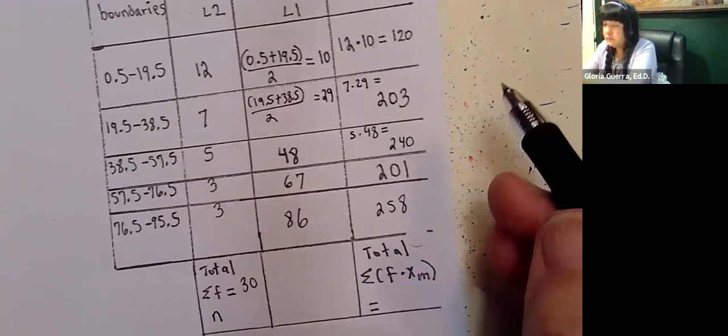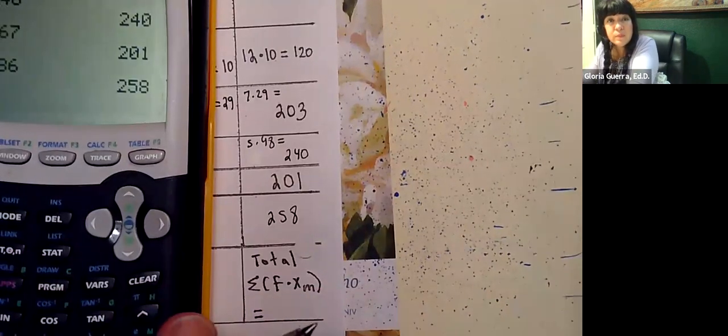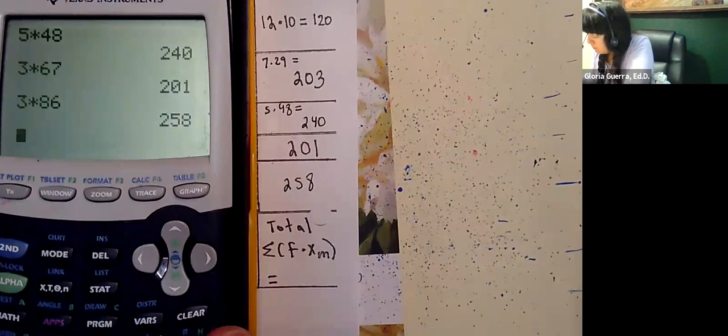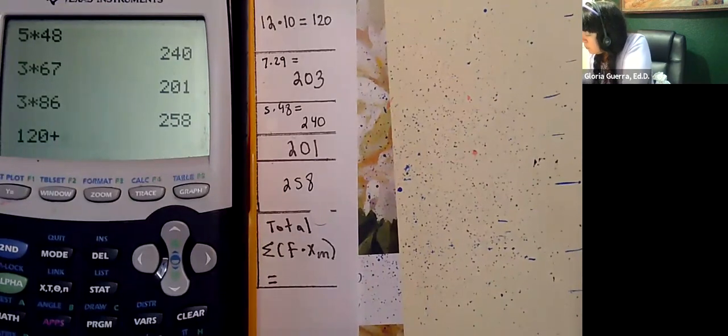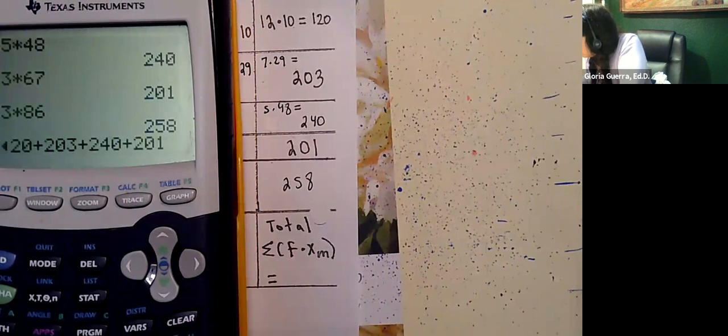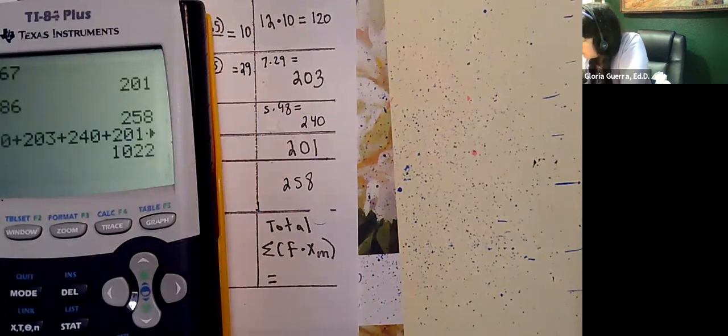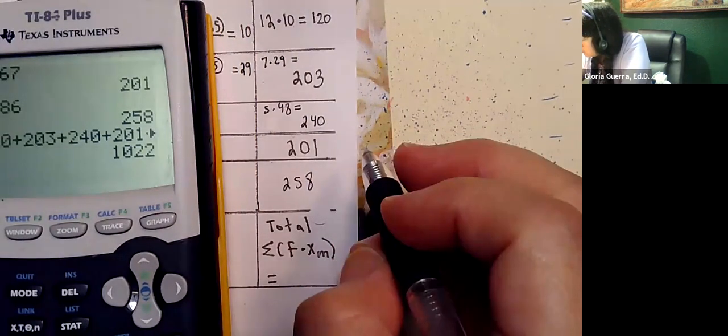And then these, I have to add up these. So I'm adding up 120 plus 203 plus 240, 201, 258 to get all of them. This gives me a total of 1,022.